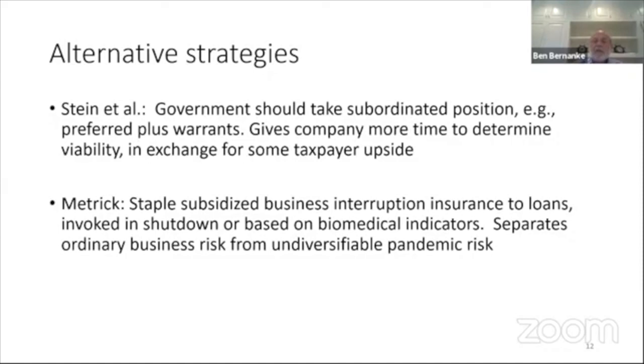I'll just mention a couple which I think are interesting. One, which has been presented by Jeremy Stein and some co-authors, argues that instead of just lending and being a senior creditor, the government should be a venture capitalist of last resort, as Jeremy puts it, that the government should take a more subordinated position. For example, preferred stock plus warrants. That puts less cash flow pressure on companies in the short term, giving them a chance to determine their viability in exchange for some taxpayer upside.